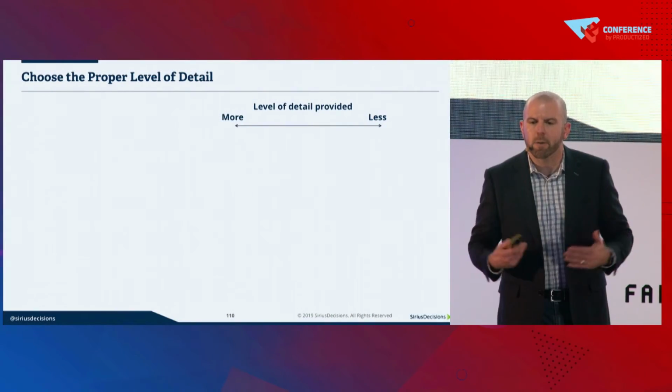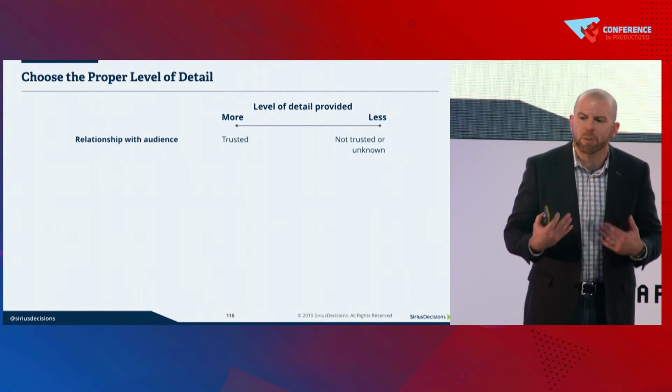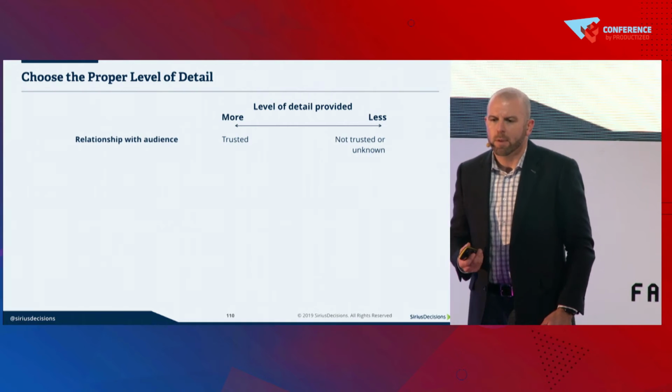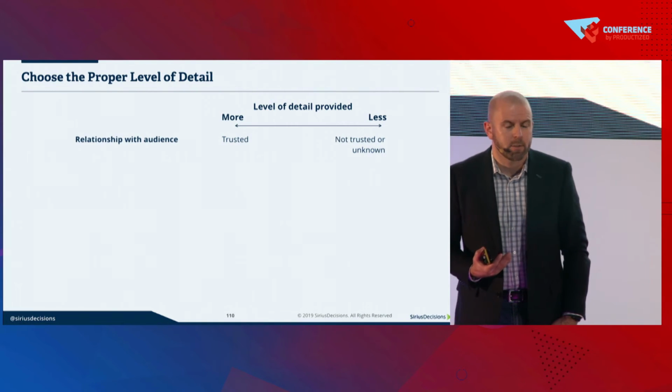So in choosing the proper level of detail, there's a couple different variables we can look at. Again, just like earlier, right? This is not an either-or, a black or white decision. It's a spectrum. And thinking about a number of different dimensions helps you decide how much detail should I share on my roadmap. Do you trust your audience, right?